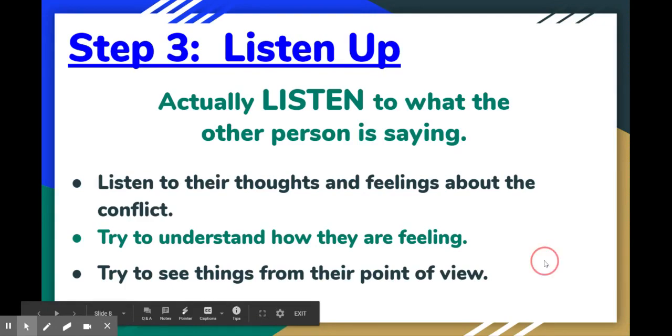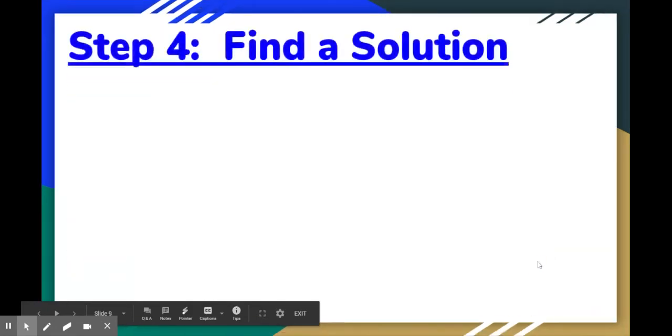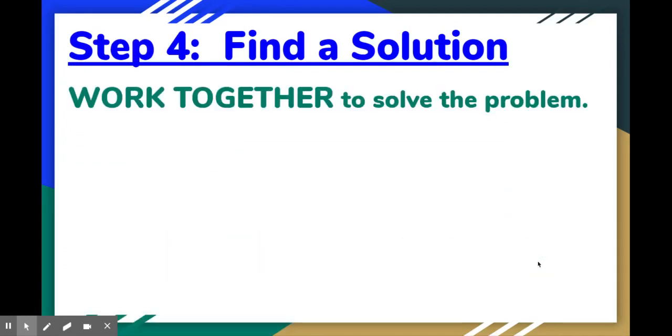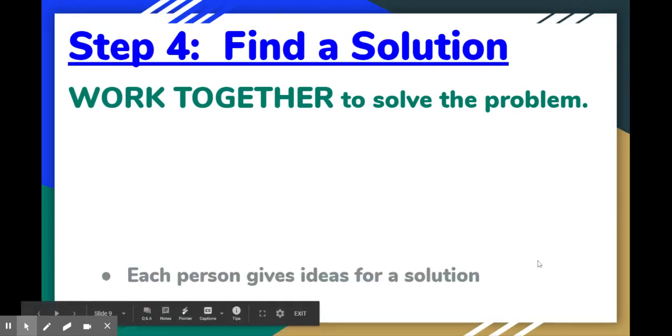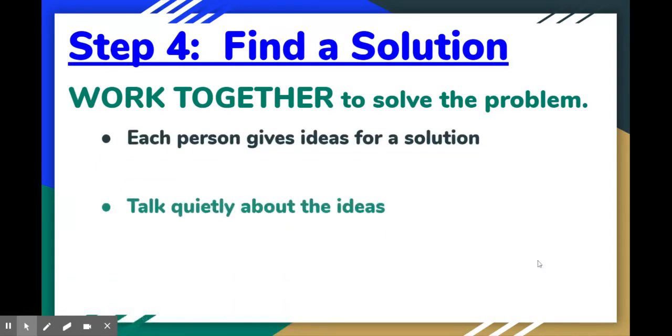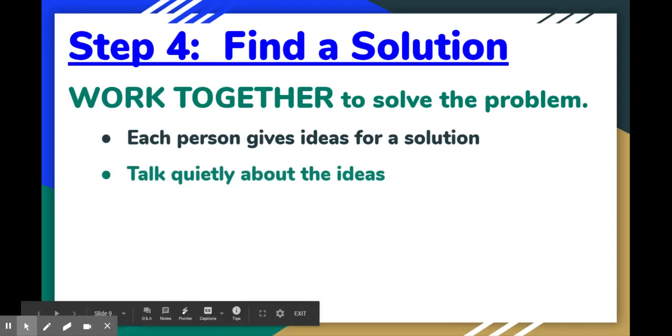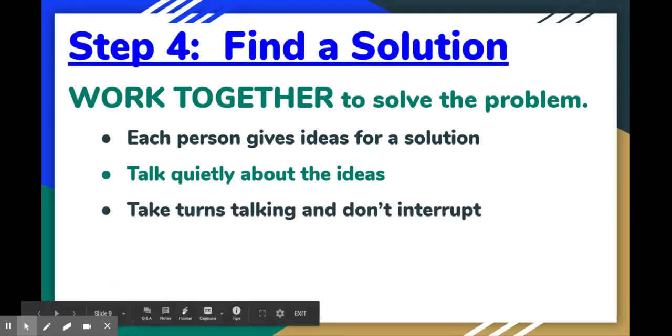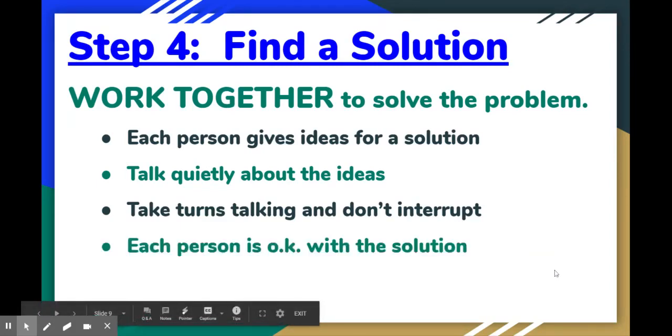The fourth and final step is find a solution. This just means that you and the other person should work together to solve the problem. And each person should give some ideas for a solution. Then you talk quietly about those ideas to try to figure out which is the best solution. Make sure you take turns when you're talking and don't interrupt. When you are deciding on a solution, make sure that each person is okay with the solution.